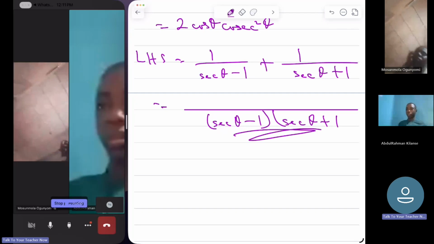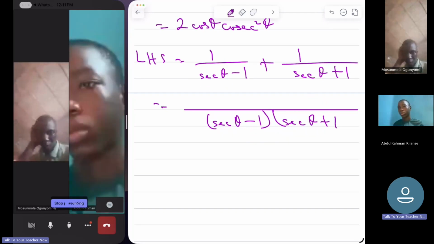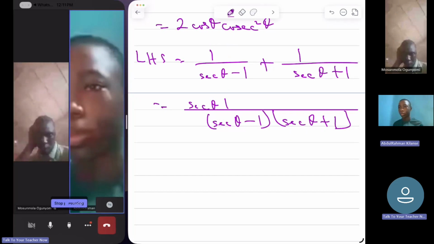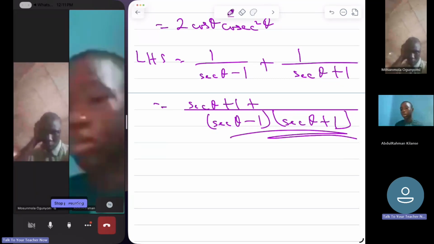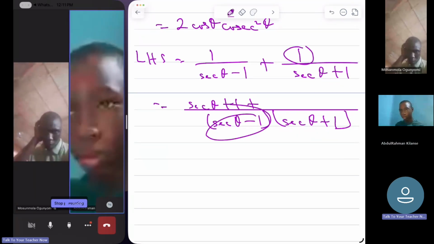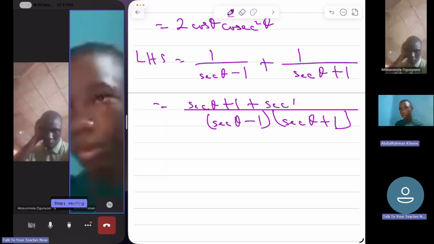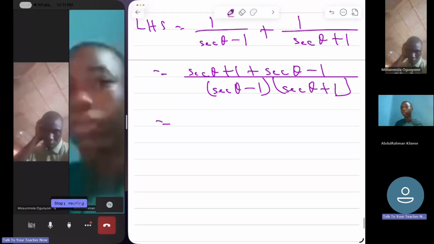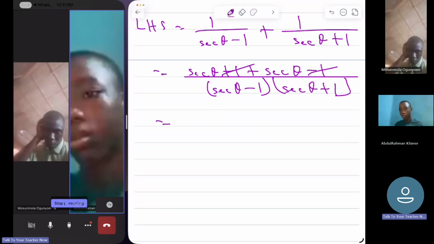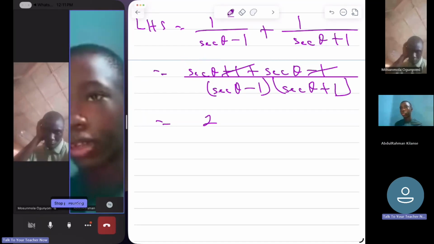Now, when we divide this LCM by sec theta minus 1, we get sec theta plus 1. If you multiply that by 1, it becomes sec theta plus 1. Plus, when you divide this LCM by sec theta plus 1, you get sec theta minus 1. You multiply that by 1 and you get sec theta minus 1. Is that clear? And that means what? 1 minus 1 is 0. Sec theta plus sec theta is 2 sec theta.